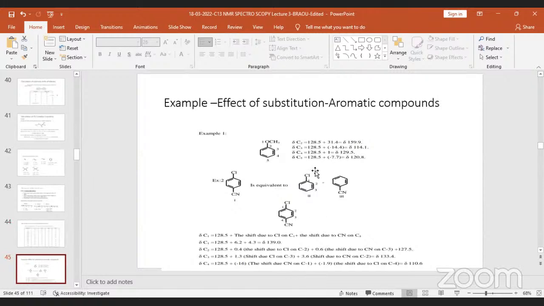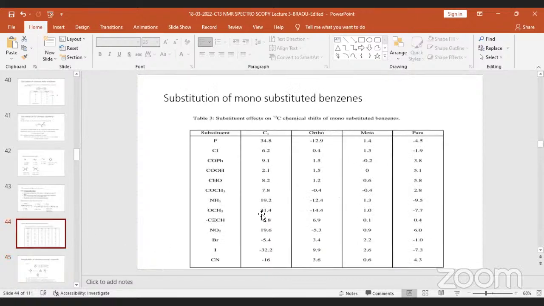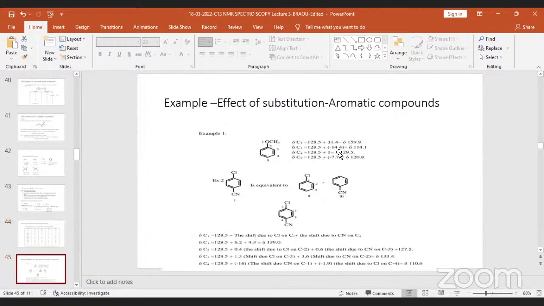You see, 128.5 is the benzene chemical shift. To this, we are adding 31.4, so you get 159, around 160. Simply remember, any ipso carbon which is attached to OCH3 will normally absorb between 155 and 160. If you are observing a signal around 160, you can say that a benzene ring is attached to oxygen if it is an unknown molecule.